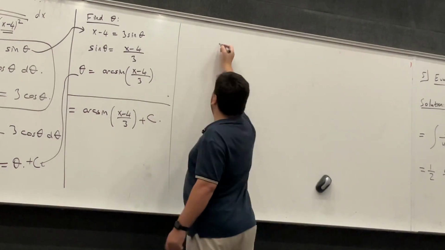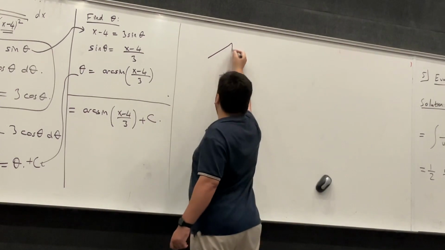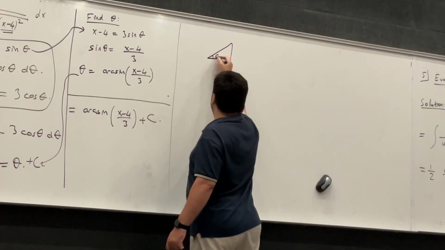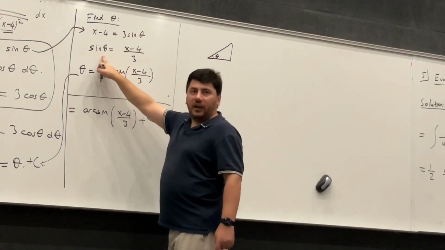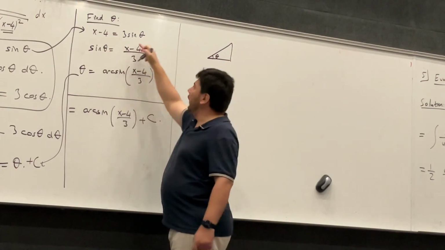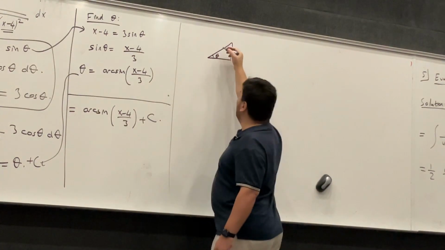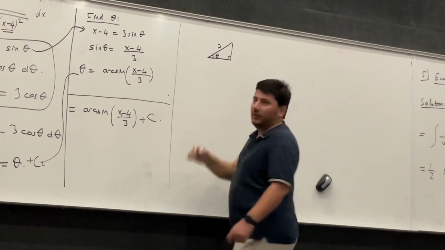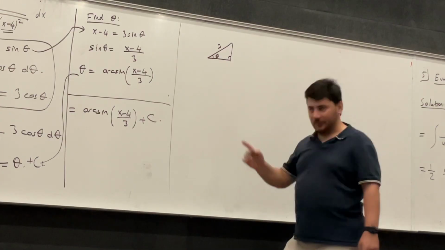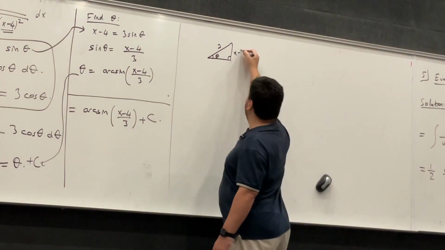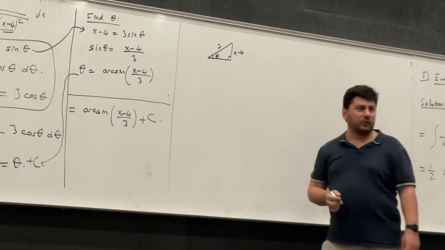If we had to do the triangle, then we would have theta here. Sine of theta is x minus 4 over 3. So I'm going to put 3 for the hypotenuse. Which one is going to be x minus 4? The opposite, right? So this is going to be your triangle.